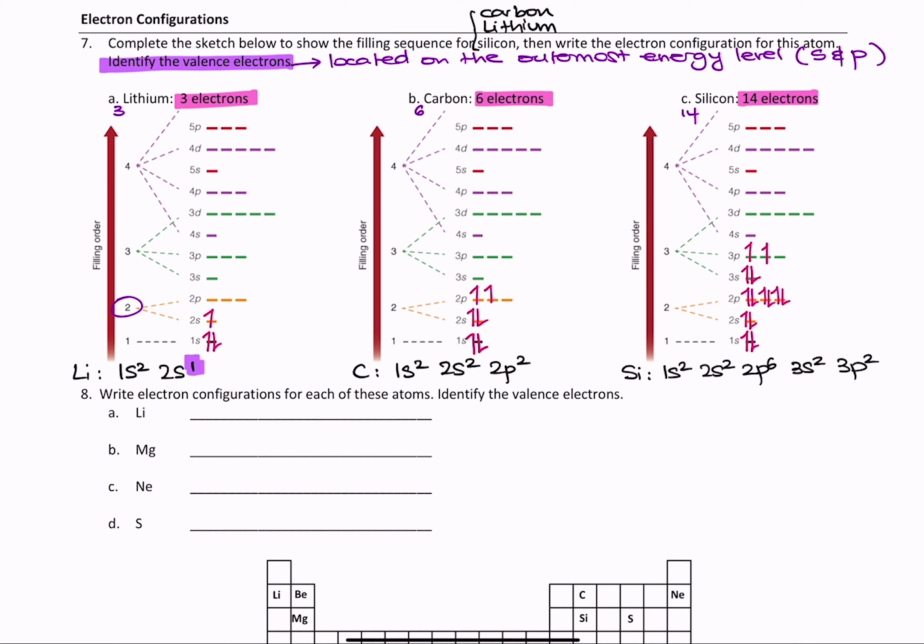For the carbon, the outermost energy level is 2, and I have 2 sublevels here that have electrons. Therefore, these 4 electrons are the valence electrons. For silicon, the outermost is 3, and in the 3 energy level, I have electrons in the 3s and in the 3p. I have 4 valence electrons. So therefore, lithium has 1 valence electron, carbon has 4 valence electrons, silicon has 4 valence electrons.